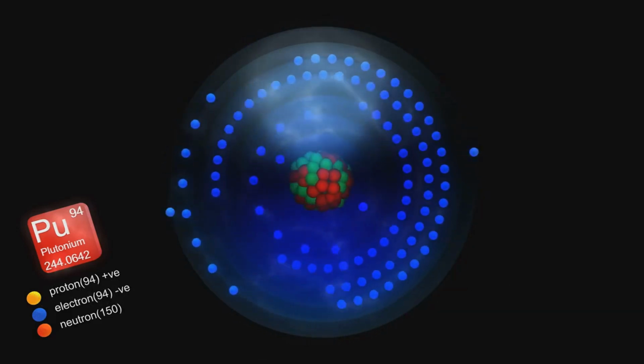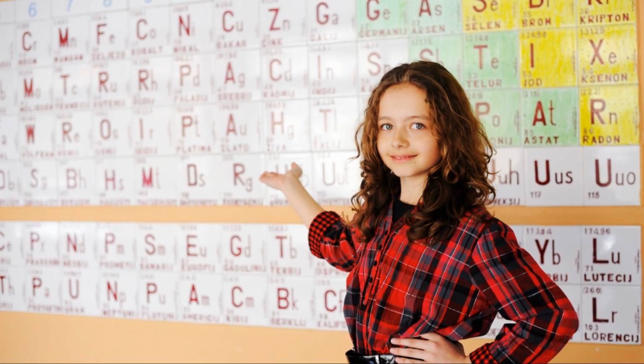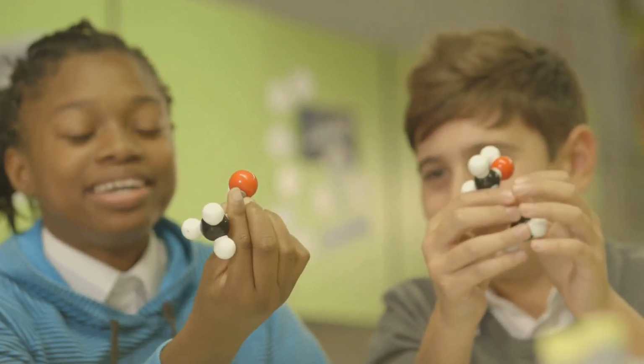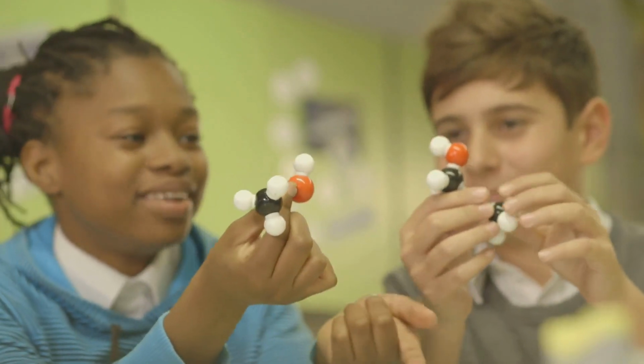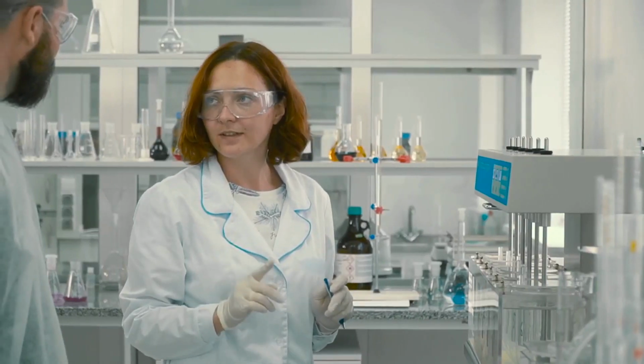In conclusion, elements are made up of one type of atom and are represented by chemical symbols on the periodic table, while compounds are made up of two or more different types of atoms bonded together to form molecules, which are represented by chemical formulas. Understanding the differences between elements and compounds is essential for understanding the structure and function of matter in the universe.